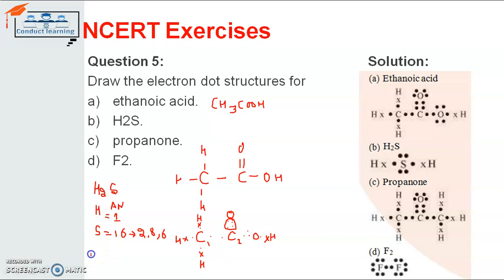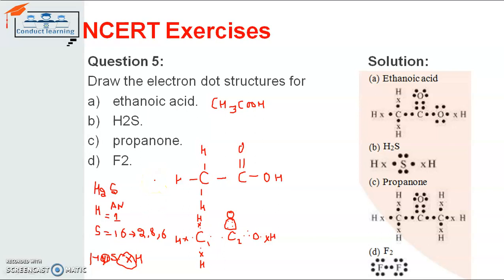So I will take the two hydrogen atoms H and H, and in between I will take one sulfur. So sulfur will share one of its electrons with one electron of hydrogen and another of its electrons with one electron of hydrogen. The hydrogen electron is represented by a cross and the sulfur electron by a dot. So accordingly, a single covalent bond will be there, and another single covalent bond. So there is a single sharing of electrons. So this is the structure for H2S.